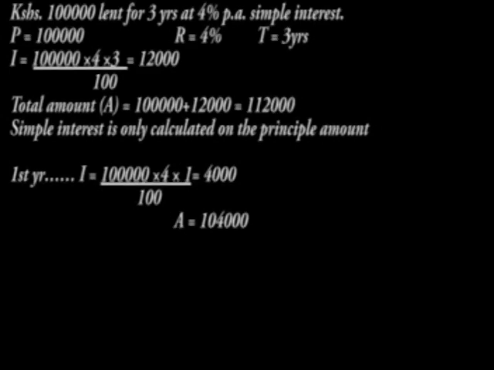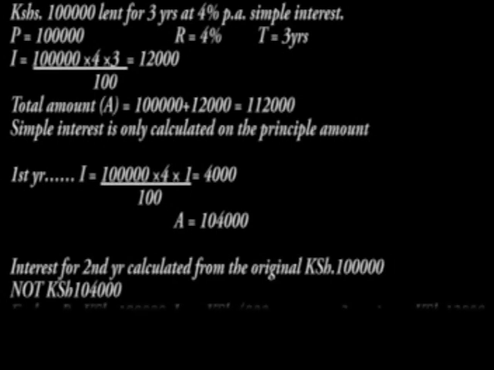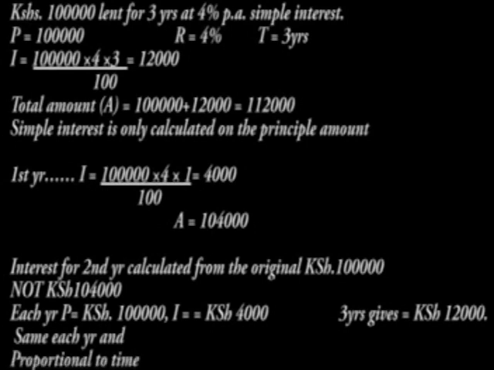However, interest for the second year is calculated from the initial 100,000 and not the current 104,000. Thus, each year the principal amount earned 4,000 as interest. For 3 years it's 12,000. Simple interest is the same each year and is therefore proportional to time. The difference will be clear when we do compound interest.